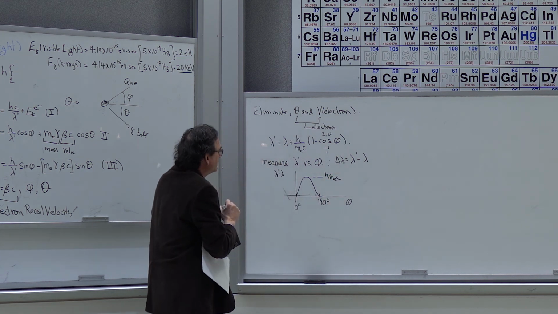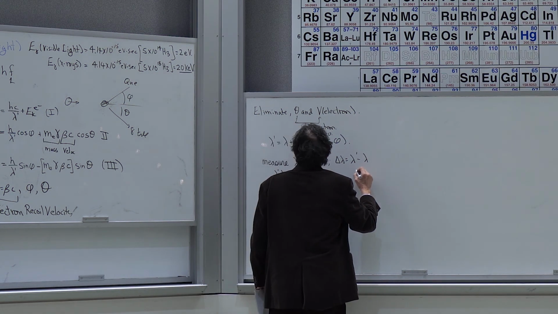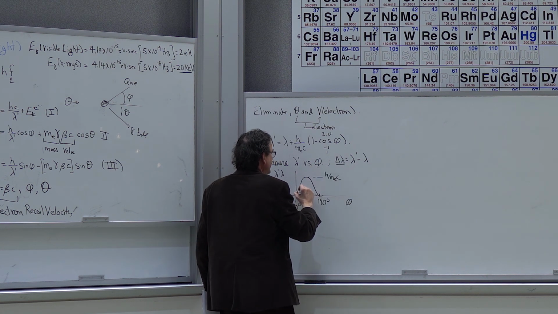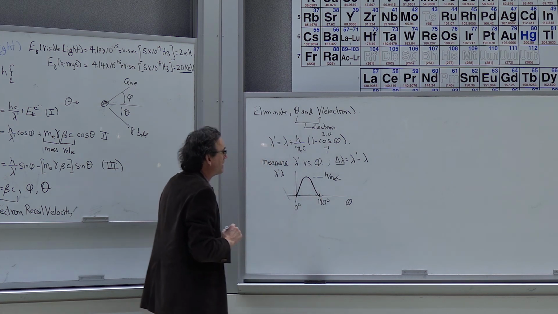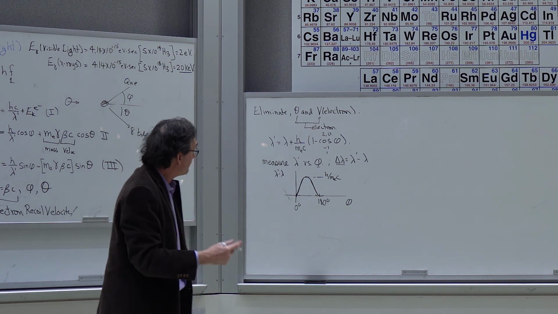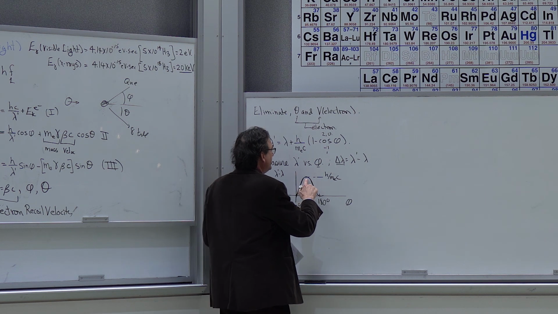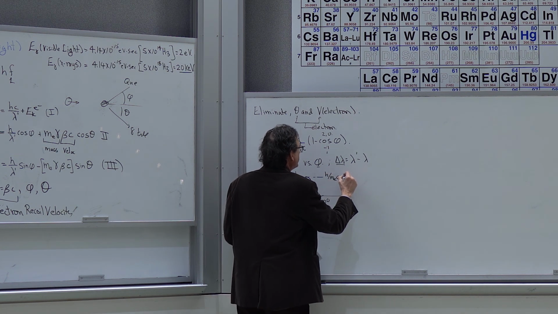So the experiment can be done by measuring delta lambda versus phi. The expectation is that we get a curve that looks something like this, which is a 1 minus cosine phi term. And in fact, that is what happens. And the largest it can ever be, lambda prime minus lambda, is equal to h over m_e c.